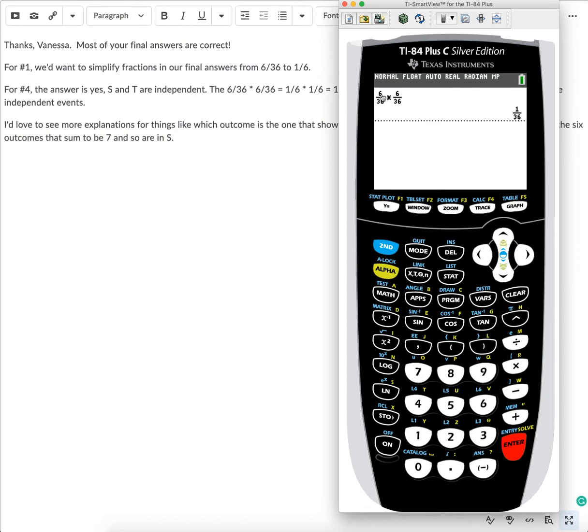Here, we've got 6 out of 36 times 6 out of 36. That does not give us 1. Anytime you multiply a number by a fraction, it should give you a smaller number, not a larger number. And 6 out of 36 is less than 1, so there's no way we could multiply 6 out of 36 times another proper fraction, a number less than 1, and get something that's larger.